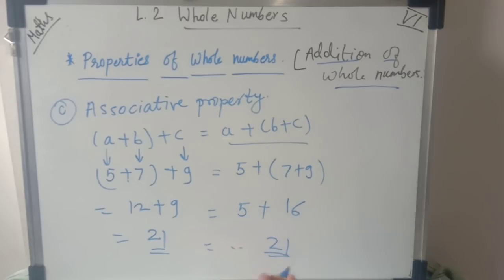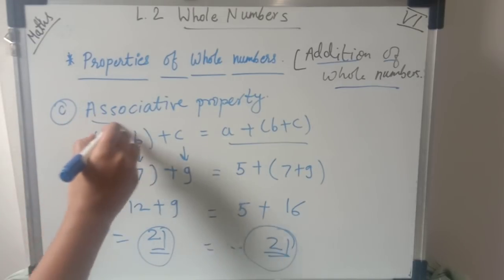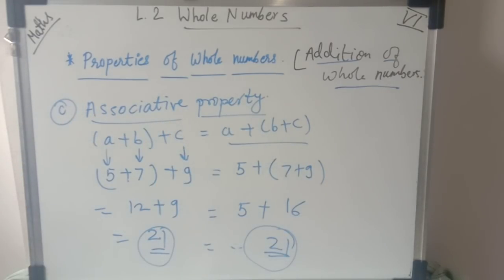See students, here we got the same answer after changing their order also. If you are adding three or more whole numbers and you change their places, you will still get the same answer, and that property is known as associative property of whole numbers. Okay students, in the last session also we have seen this property, but here we are just revising it.